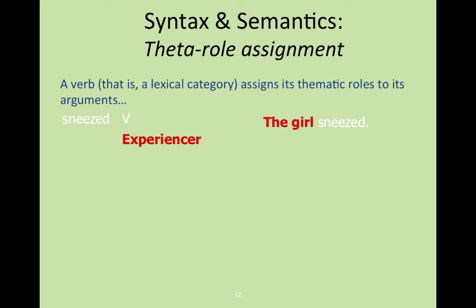Let's take a look at a verb like sneezed. Now, what we've noted is that verbs can be quite varied. Some verbs we've described as intransitive, and they require only a single subject. Being an intransitive verb, it requires only one semantic role or argument in the subject position. And so the verb sneezed assigns the thematic role of experiencer to the subject NP, the girl. And then we have a nice sentence and we have our semantic roles all sorted out.